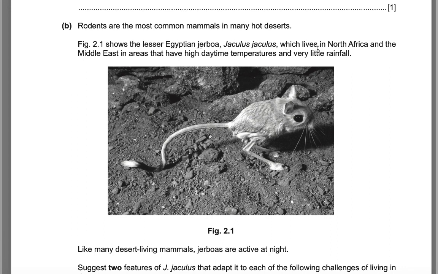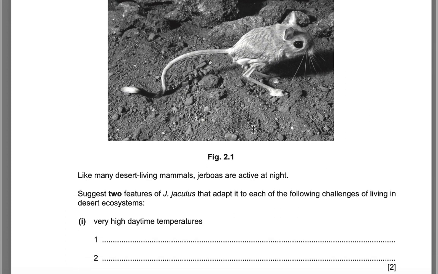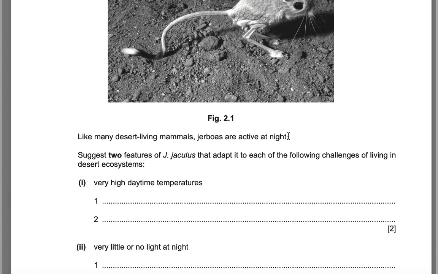Jaculus jaculus lives in North Africa and in the Middle East, in areas that have high daytime temperatures and very little rainfall. So this rodent lives in Egypt and any Middle Eastern countries, places where you have very high temperature during the day and little rainfall. So this rodent can survive there. Like many desert-living mammals, jerboas are active at night. They're very active at night.